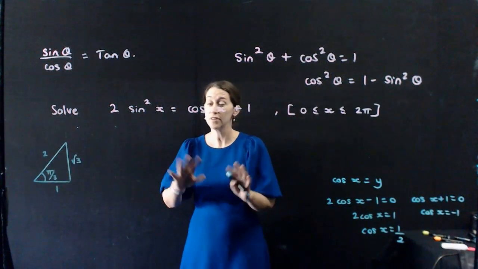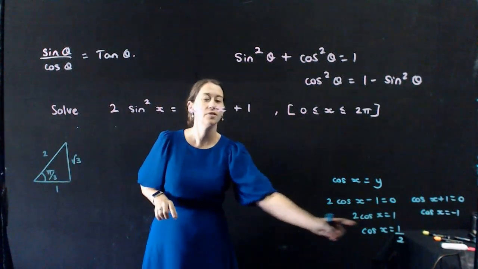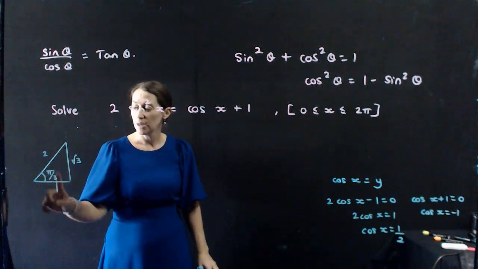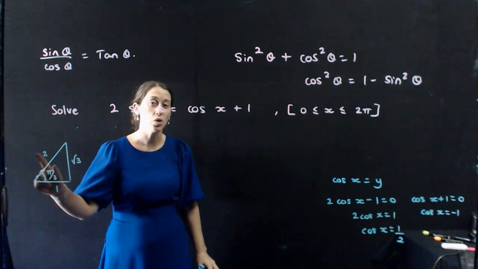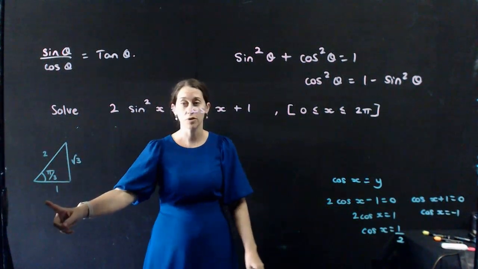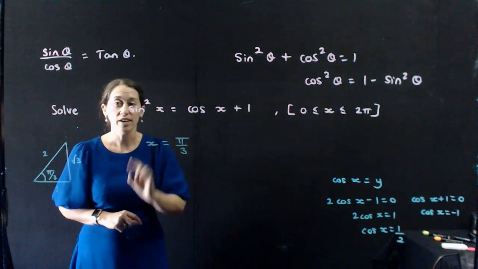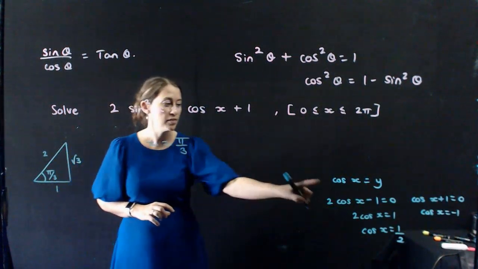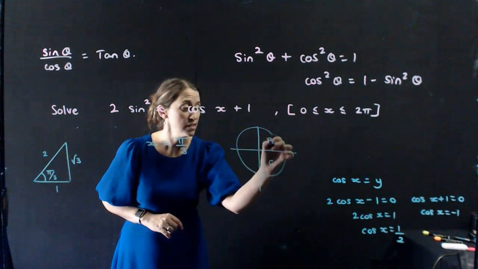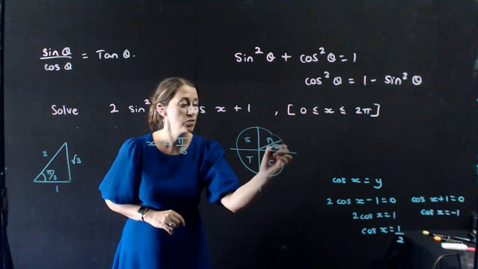All right, so I've just cleared some room and I've drawn the special triangle in the question. Cos of the angle is adjacent over hypotenuse. So if I draw a special triangle that's got the adjacent as 1 and the hypotenuse as 2, we've got 60 degrees, which, because we're in radians, we want pi over 3. So our acute angle is pi over 3. Now we have to work out if that's actually a solution. Let's draw our unit circle. We're dealing with positive values where cos is positive. Cos is positive in the first quadrant. So therefore, pi over 3 is our first solution.